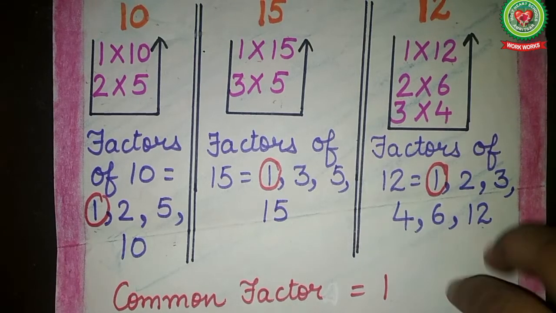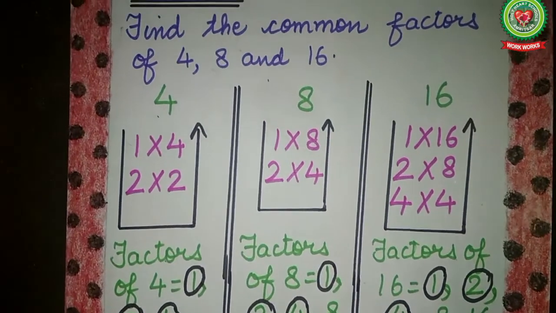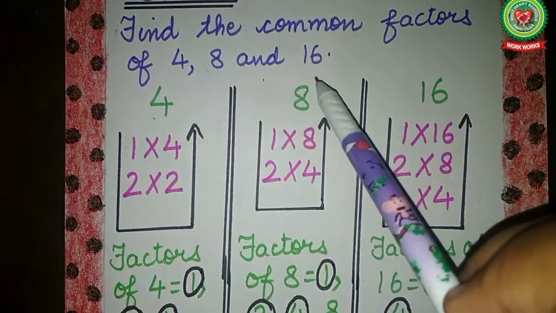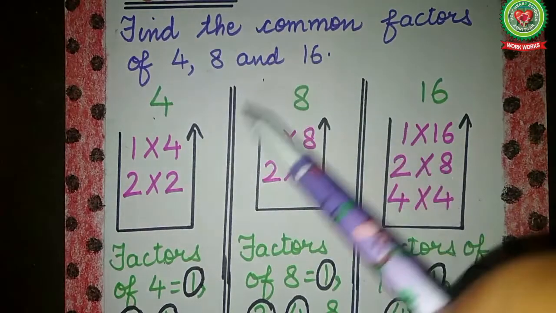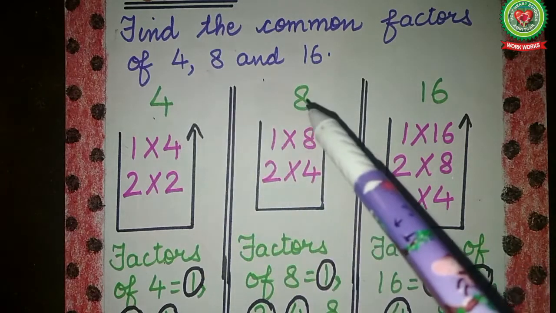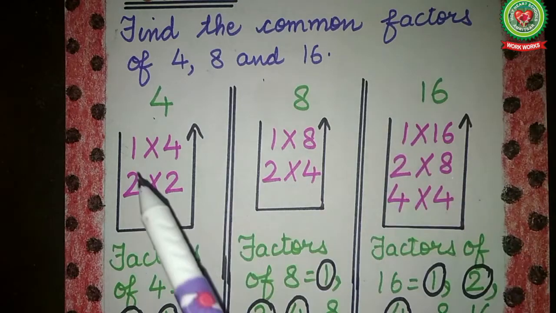Now, let's understand it clearly and properly with one more example. Find the common factors of 4, 8 and 16. Now, again, I have to find common factors of 3 numbers. Again, I will draw two partition lines. In the first column, I will write the first number. In the second column, the second number. In the third column, the third number.